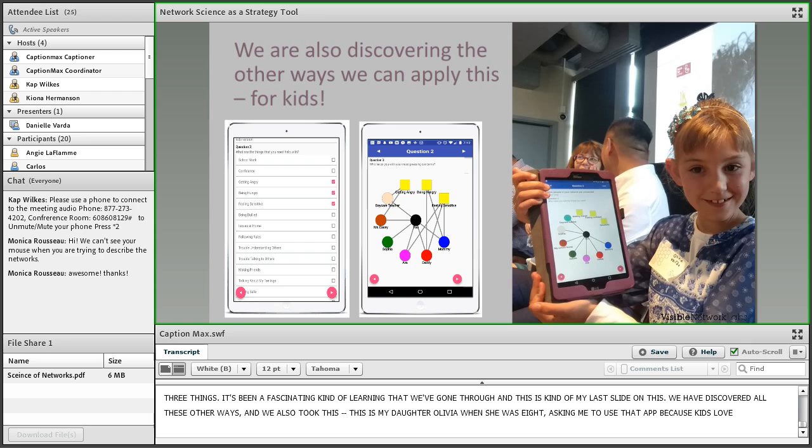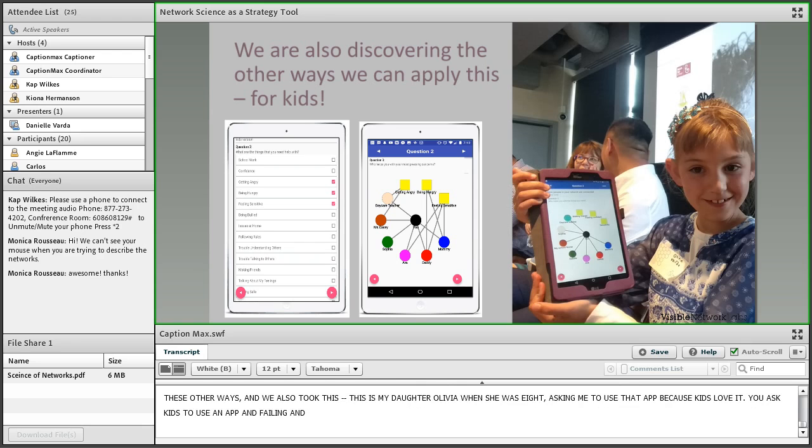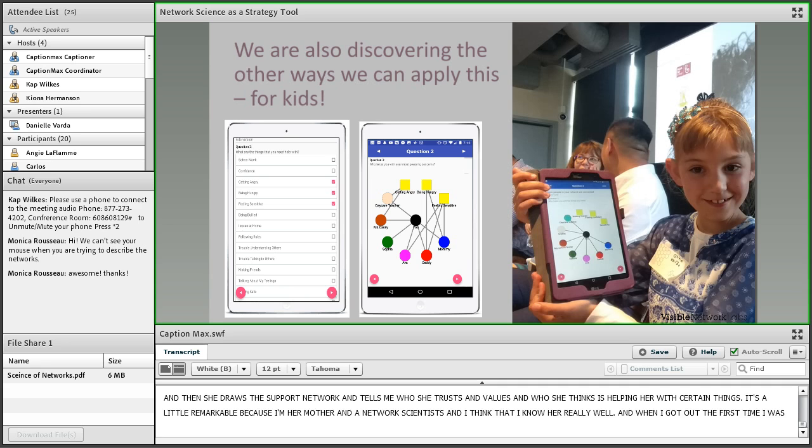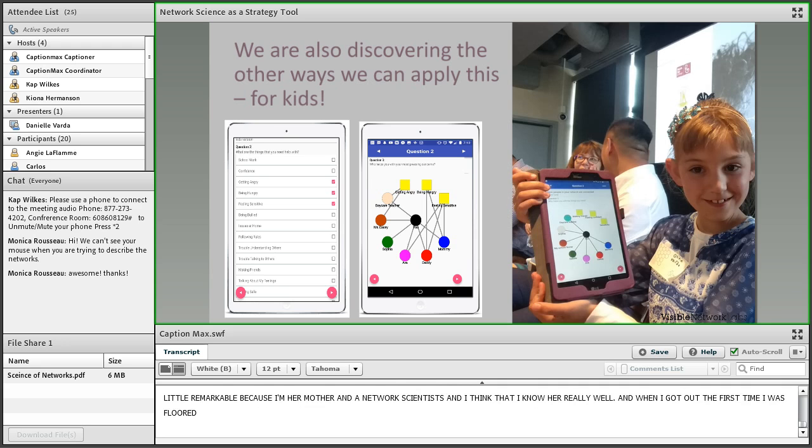So it's been a really fascinating learning that we've gone through, and this is my last slide on this. We have discovered all these other ways to use this kind of thinking. By applying a network science lens to these bigger problems, we also took this. This is my daughter Olivia when she was 8, asking me to use that app because kids love it. You hand them a tablet and they lean in really hard to it. So she used it, and when she described what she was struggling with, she rated her health, she rates how lonely or isolated she is.